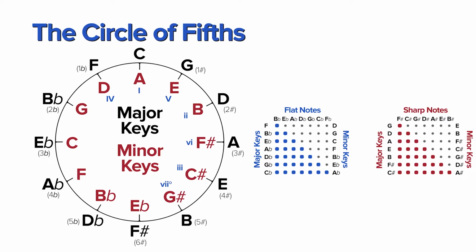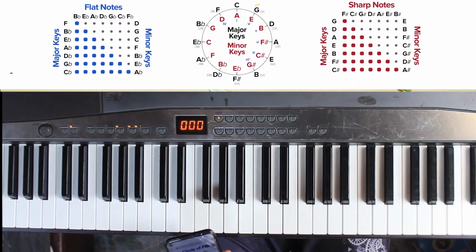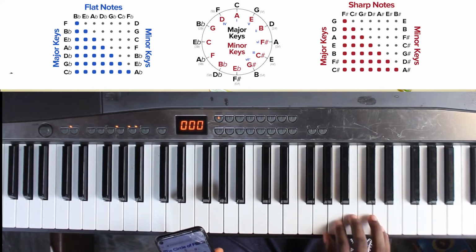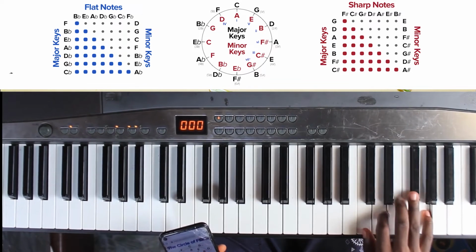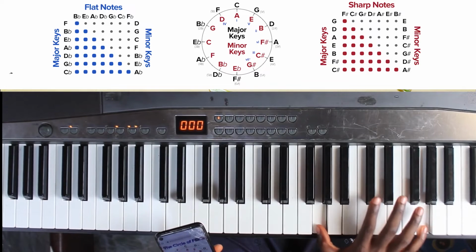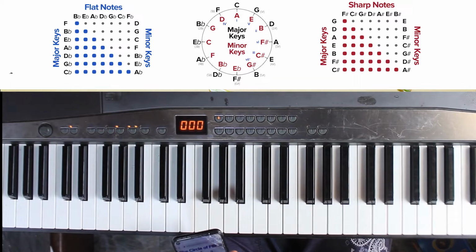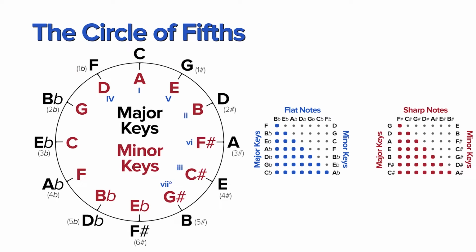So now I've gotten the circle of fifths. How are we going to use this? How is this going to help us play all the keys? This is the G scale. The G has one sharp. Then, going down the circle, the D has 2 sharps, the A has 3 sharps, the E has 4 sharps, the B has 5 sharps, then the F sharp has 6 sharps.